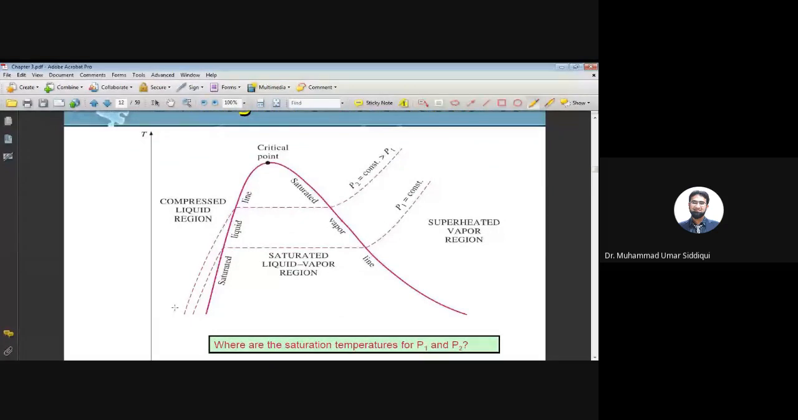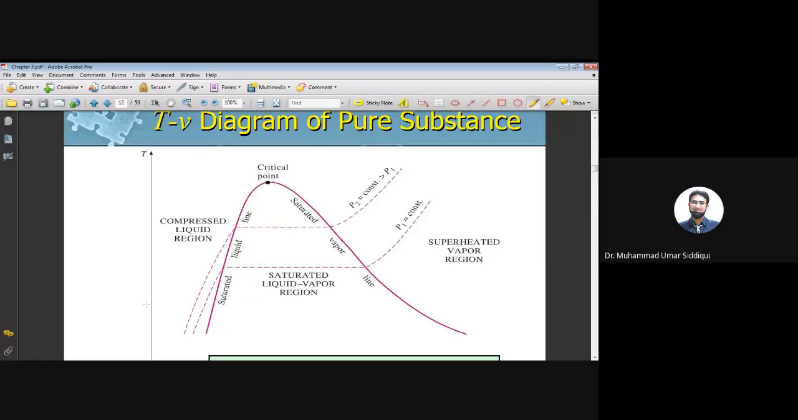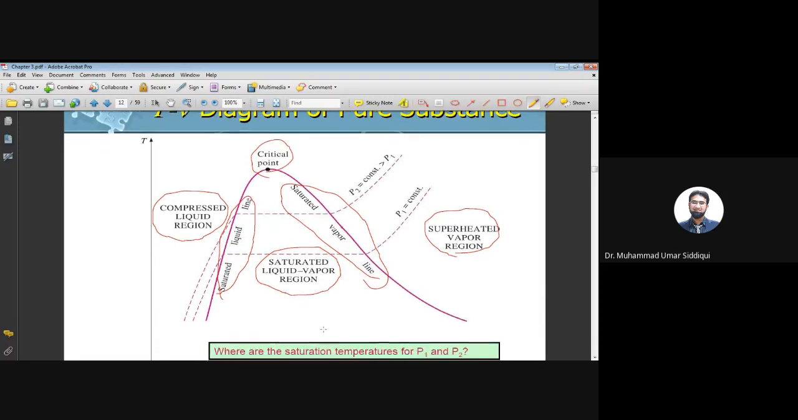You see here, we can identify different regions. So you have the saturated liquid line and the saturated vapor line. The point where the two lines meet is the critical point. Towards the left of the saturated liquid line, you have the compressed liquid region, or the subcooled liquid region. Towards the right of the saturated vapor line, you will have the superheated vapor region. But inside the dome, you will have the saturated liquid-vapor mixture region. This is a mixture; liquid and vapor both will be present.